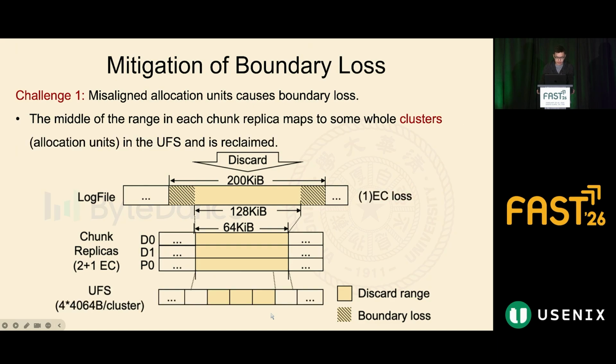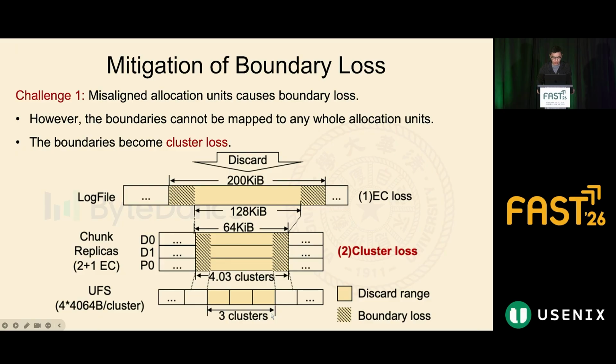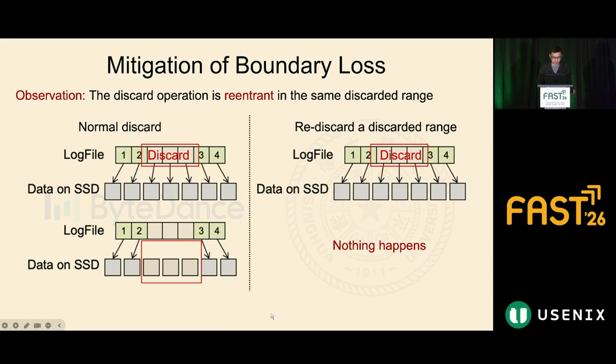And at the UFS layer, the middle of the range in each trunk replica maps to some whole clusters, which we also call allocation units, in the UFS and is reclaimed. But the boundaries cannot be mapped to whole allocation units, so the boundaries become cluster loss. We observed that the discard operation is reentrant in the same discarded range. That means if a discard request is issued to a discarded range, nothing happens.